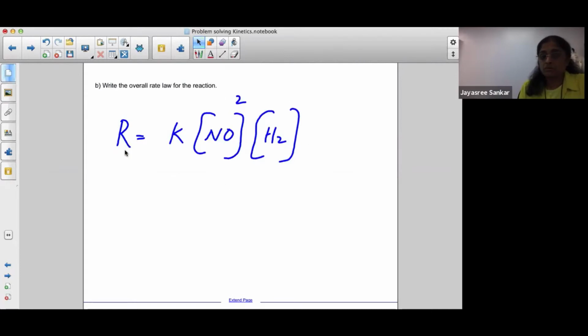So rate law format, R is equal to K times NO to the power 2, H2 to the power 1. If it is 1, you don't have to really put that 1 as the exponent. So this is the rate law for the overall reaction. The overall reaction is 2 plus 1, which is a third order reaction. With respect to each component, it is second order with respect to NO and first order with respect to hydrogen.